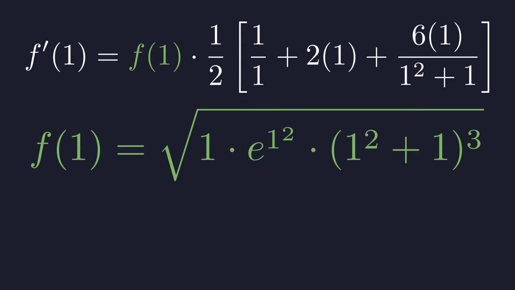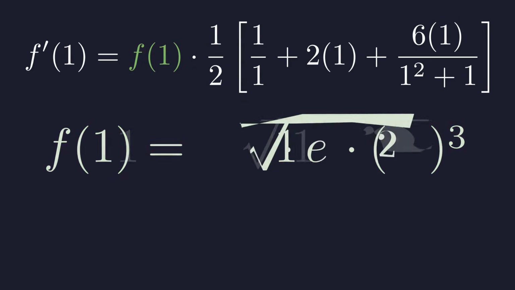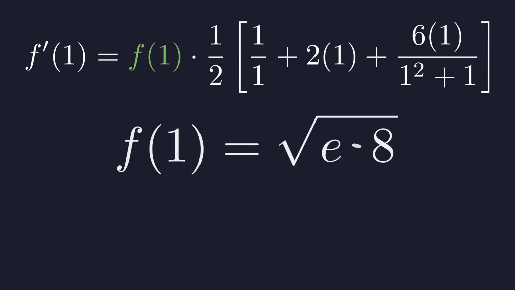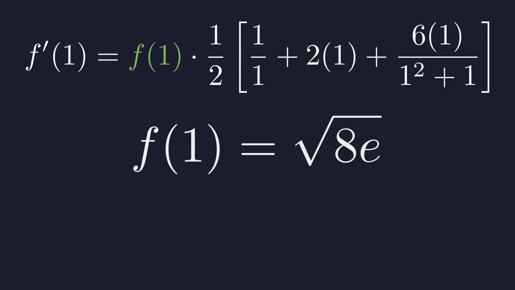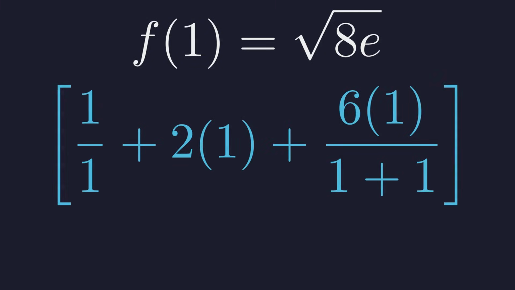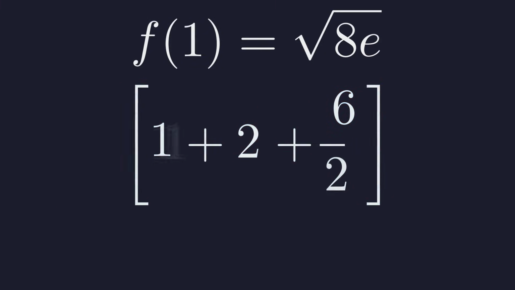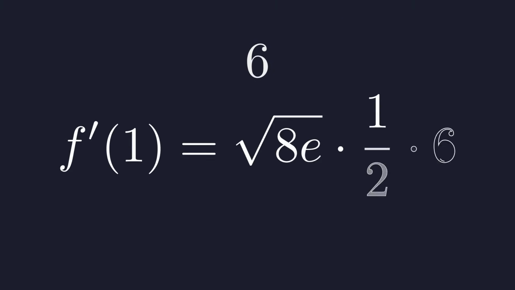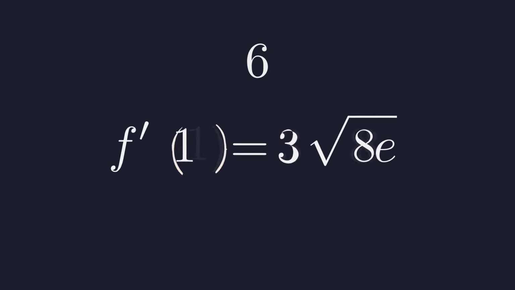Plug in 1 for every x. 1 squared is 1, 1 plus 1 is 2, 2 cubed is 8. Square root of 8e, that's f of 1. Now the bracket term. 1 squared is 1, 1 plus 2 plus 6 over 2. 6 over 2 is 3. Sum is 6. Put it all together. 1/2 times 6 is 3. 3 times square root of 8e.